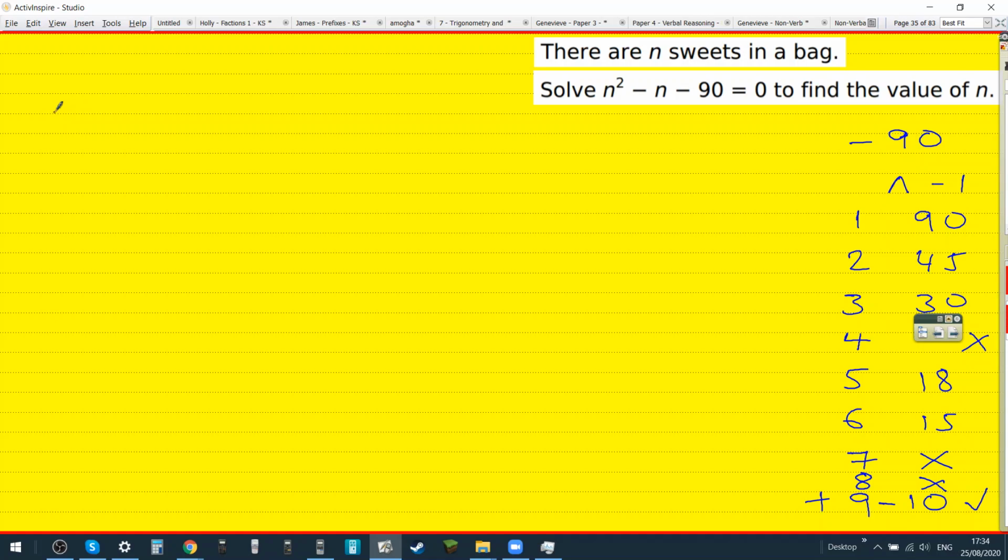Then it will be n plus 9 and n minus 10, and both of those equal 0. And then n will become 9. I mean, no, minus 9. And n will become 10. And so there are n sweets in a bag. How many sweets are in the bag? 10. Well done. 10 sweets.